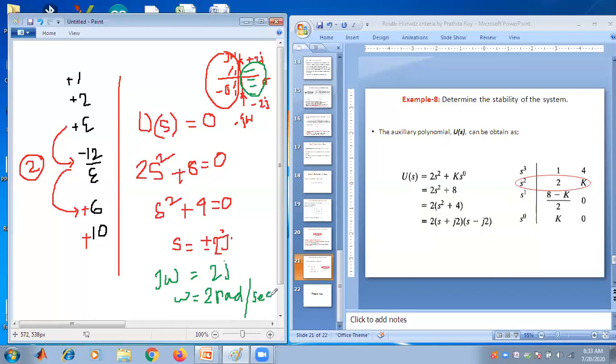And it also shows that the system is marginally stable because the roots lie on the j omega axis. If all the roots lie on the left hand side of the S plane, the system is stable. If some poles lie on the right hand side of the S plane, the system is unstable. And if the roots lie on the j omega axis, the system is marginally stable. It also gives us an idea of the frequency of sustained oscillation, that is omega equal to 2 rad per second, from that particular equation.